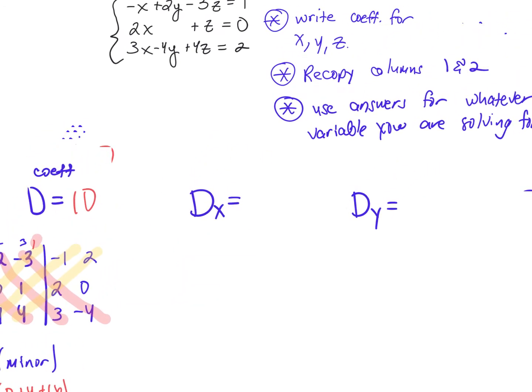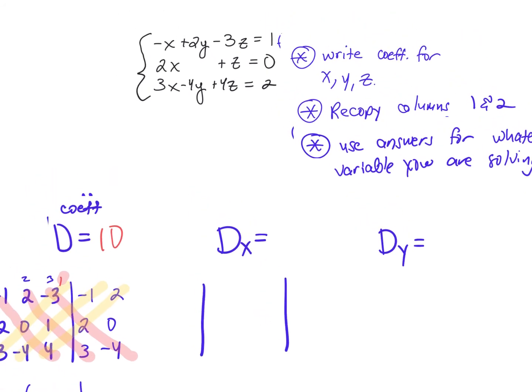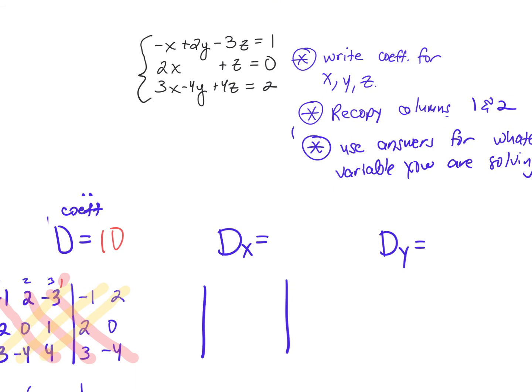Now we're going to do the same thing over and over again. The first thing I'm going to do is write my matrix. Instead of x coefficients, what am I going to plug in, since that's what I'm looking for? What do you plug in for the variable you're looking for? What does it say?